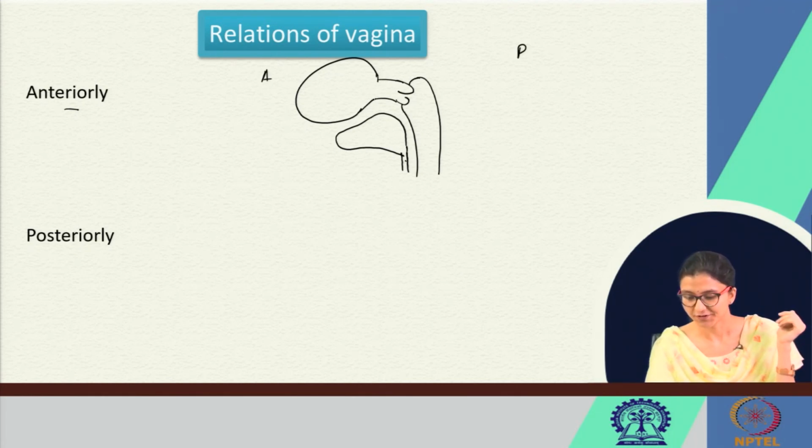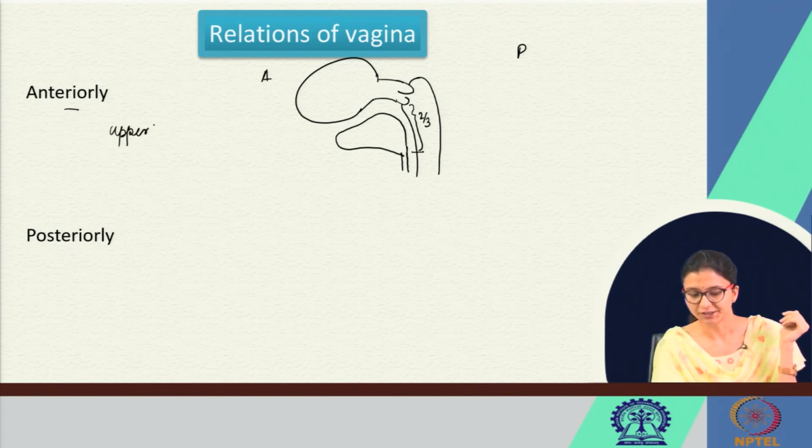So, anteriorly, this is anterior and this is posterior. So, this is the anterior vaginal wall. The upper two-third is related to the urinary bladder.